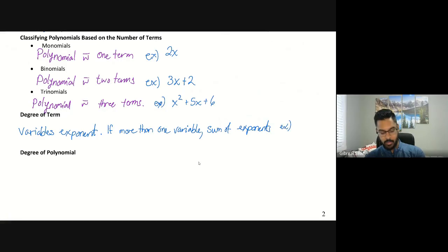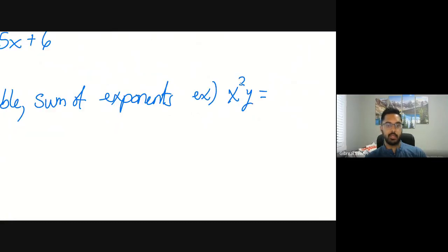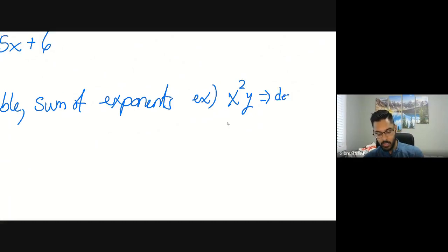So for example, if it's x squared y, the degree of that is going to be 3. We'll take the degree of the x, or the exponent on the x, the exponent of the y, add them together. So the degree here is 3, the sum of those exponents. If it was just x squared, the degree would be 2.